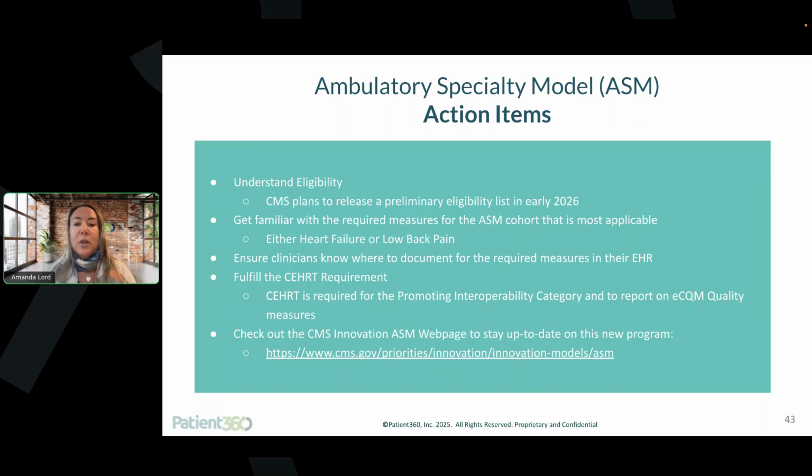If you're not on a 2015 cert product, we highly recommend exploring this option, as it's required for this program and many other programs within the Quality Payment Program, especially since we know CMS is moving towards the dQM adoption, which is going to require certified technology.